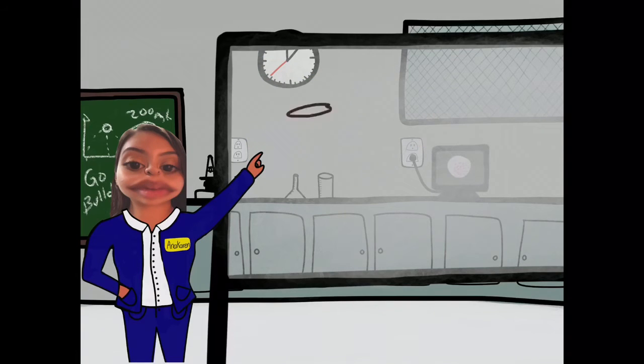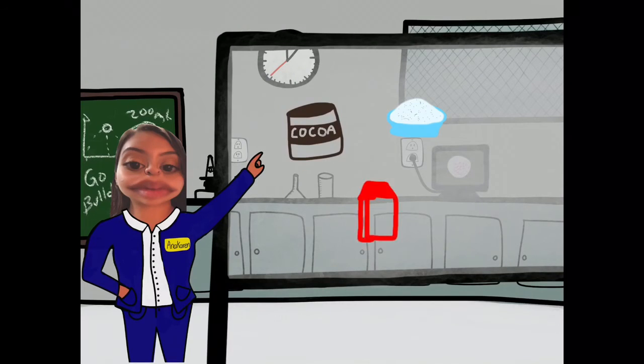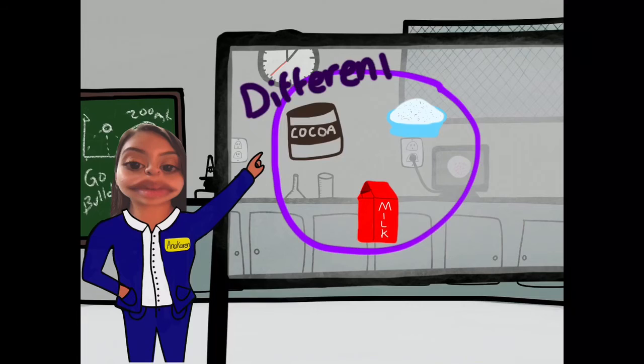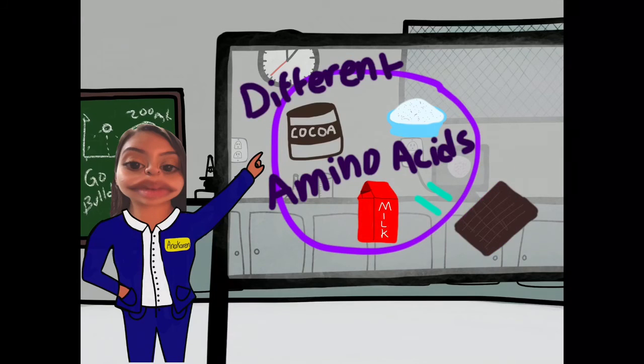The ingredients such as cocoa, sugar, and milk that is used to make the chocolate will be the different amino acids that help form the chocolate, which would be the polypeptide. Now, let's go with my partner, Vanessa.